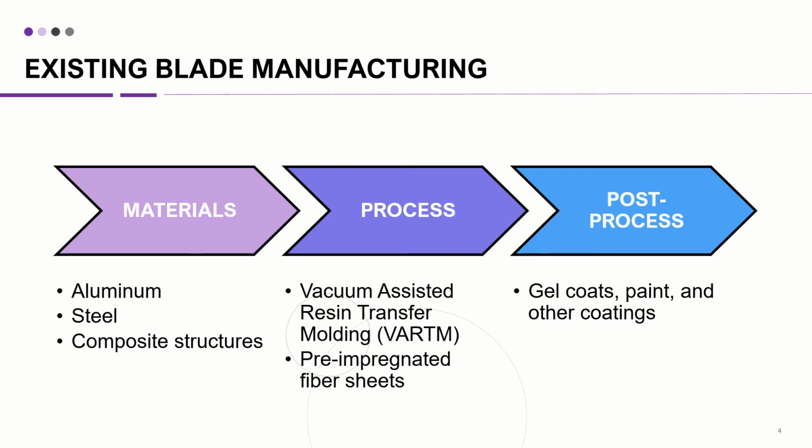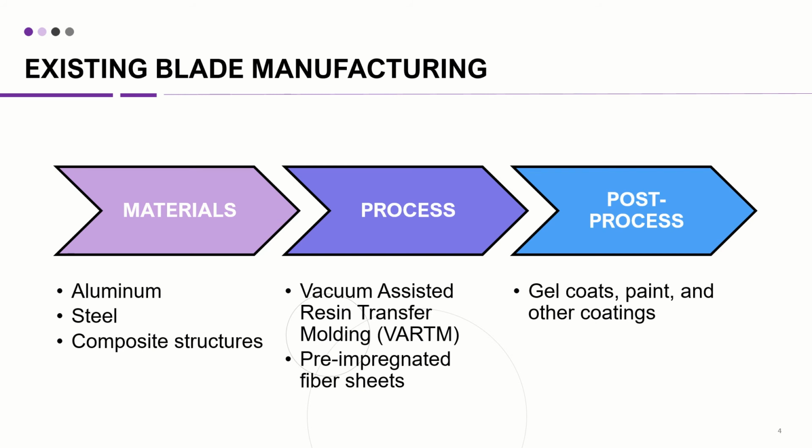There are 3 main steps to the current workflow for manufacturing turbine blades: material selection, the process itself, and finishing techniques. The blade materials must be selected for high stiffness, fatigue resistance, and low weight. Similar to the aircraft industry, aluminum, steel, and composites are typically used. The composite structures usually include filler fibers such as glass, aramid, or carbon fiber surrounded by a polymer matrix.